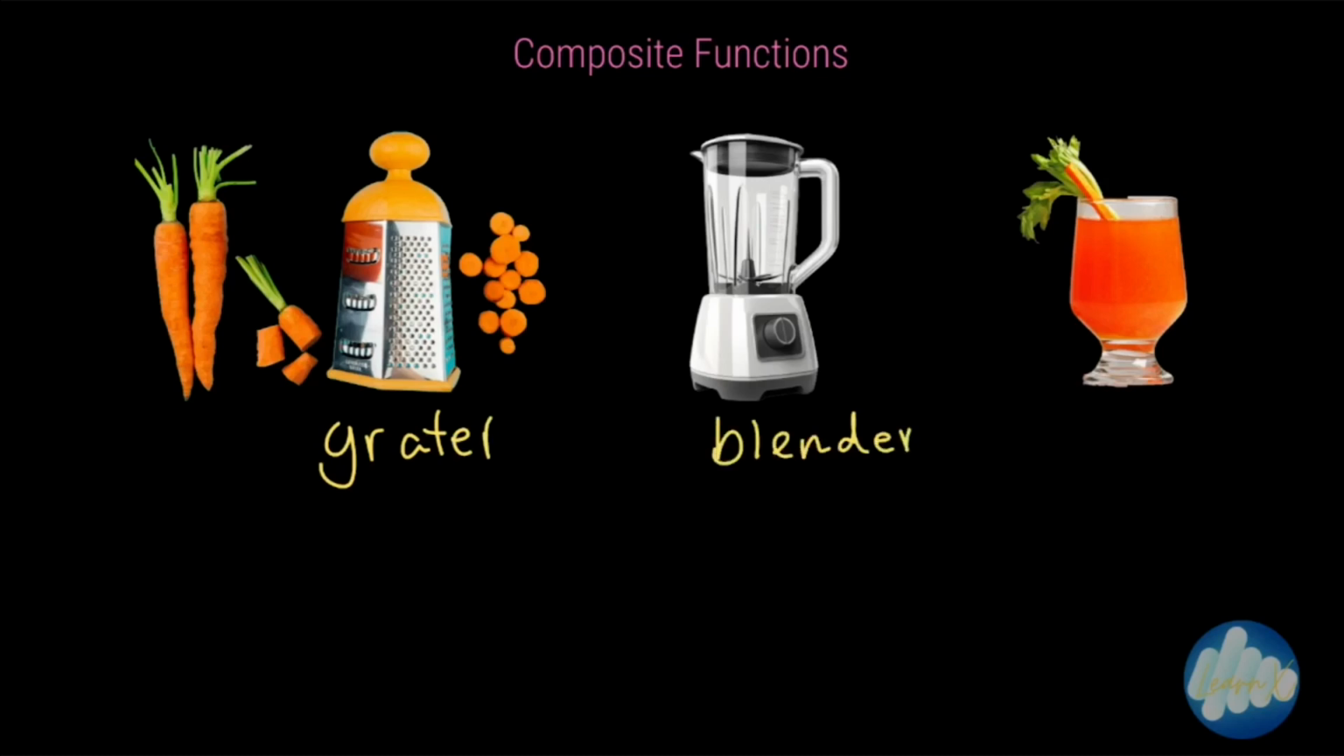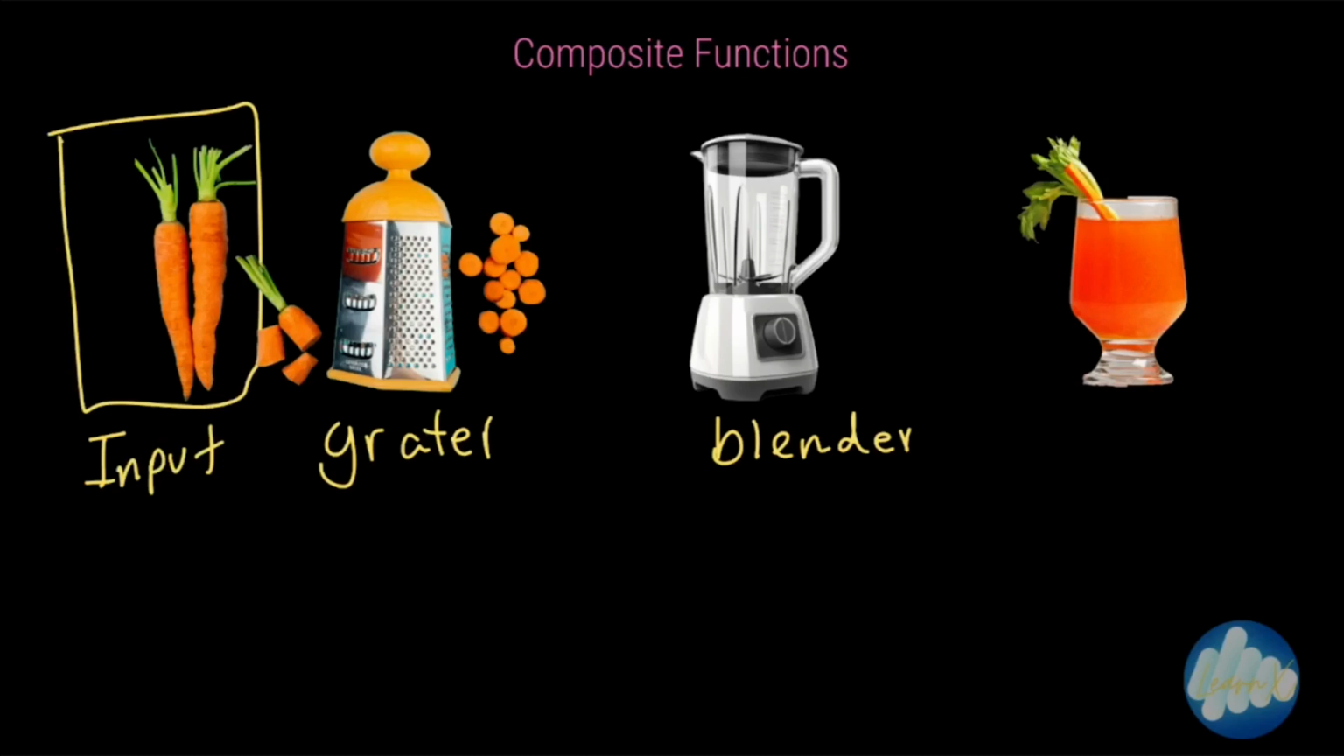So you do two things. One, you start with your input, which is your carrots, whole carrots, pass it to a function. That's the grater. I'll call that G for now. And then you pass it on to another function. You do another set of operations onto it. I'll call that F. And then ultimately you get your juice, right?